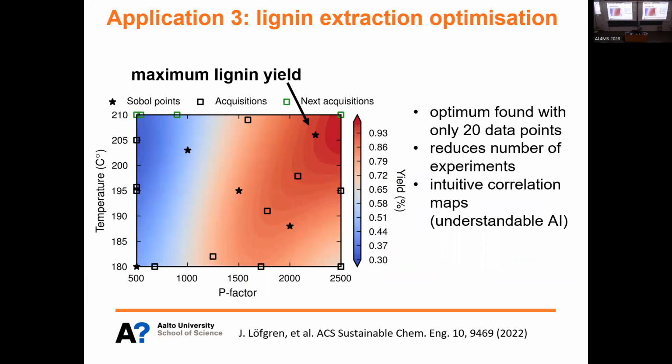So basically, in this example, you had these experimental variables, and you found the optimum point where you are getting the maximum yield by sampling only 20 data points. So basically, you get the optimum faster, and you get also these nice correlation maps that make it easier to understand the domain.